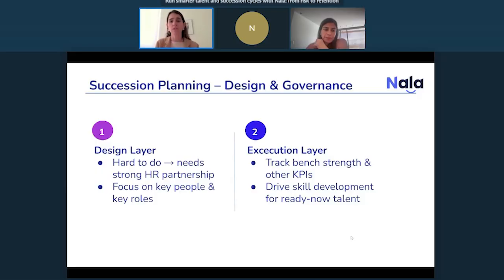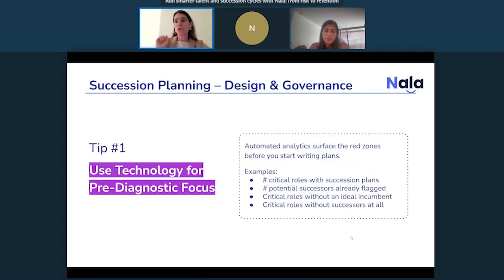And then on the execution piece, we're going to talk a little bit about some KPIs, numbers that you should at least have within your maybe roadmap. Some KPIs are going to help you monitor and make sure that what you are doing is having an impact. And then we're going to talk a bit more about skill development for ready now talent. So when we're talking about succession planning, there's a process component, a framework component, and then there's actually making that skills gap narrow down. And that's extremely important for the teams that we're leading. So I'm going to share with you 5 tips.